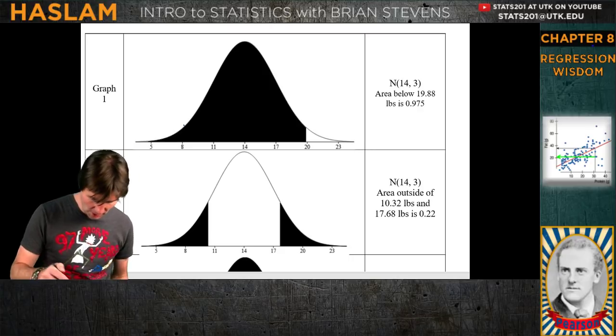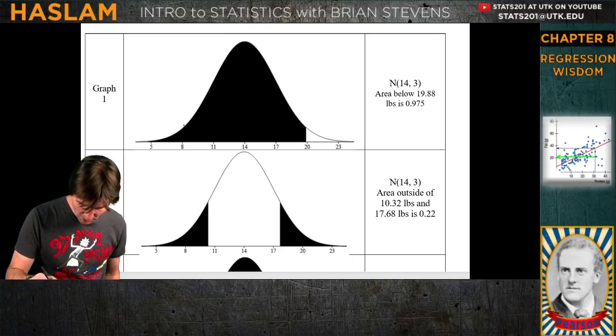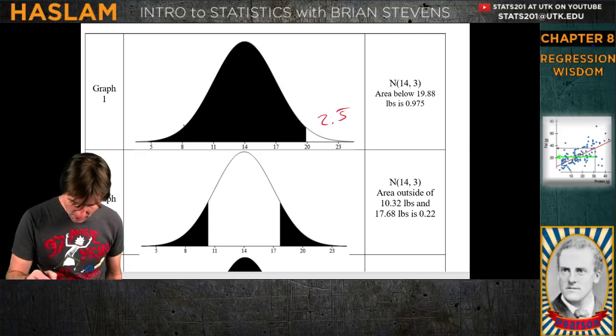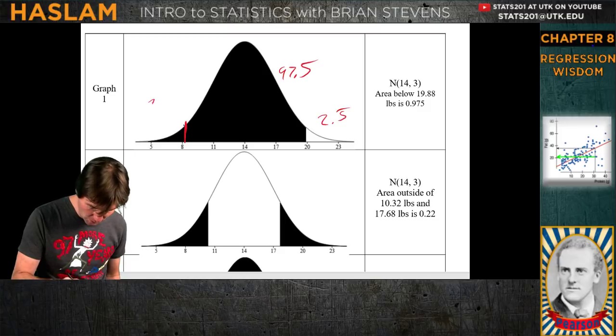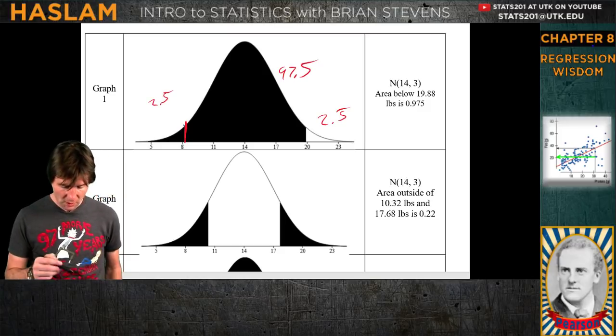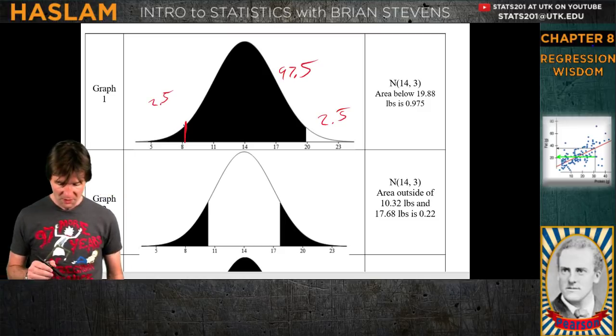Let's take a look right here. We're going to put this right here is going to be 2.5%, and this right here is 97.5%. We could also put a mark down here and reflect this curve right here, and that is going to be where the bottom 2.5 is. So we're kind of just making some marks here that might help us out.